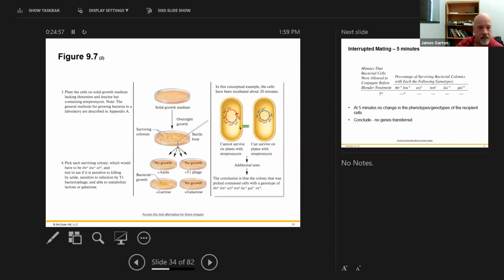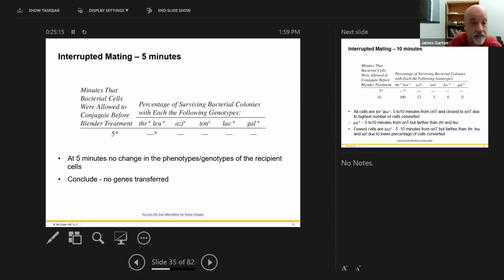And then you would plate the cells on medium, and basically, time after time after time, you would see what kind of media they could grow on and what they couldn't. And if you repeated that enough, you would get something that looks like this. Interrupted the mating in 5 minutes, you saw basically nothing happen. Conclusion was no genes had been transferred after 5 minutes.